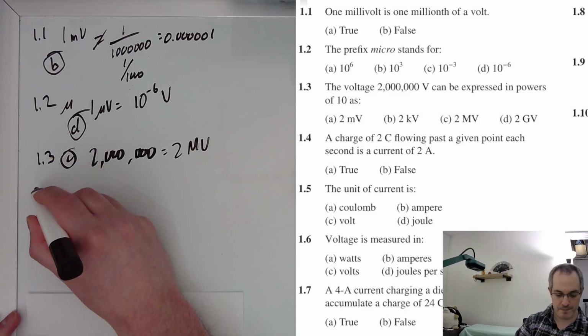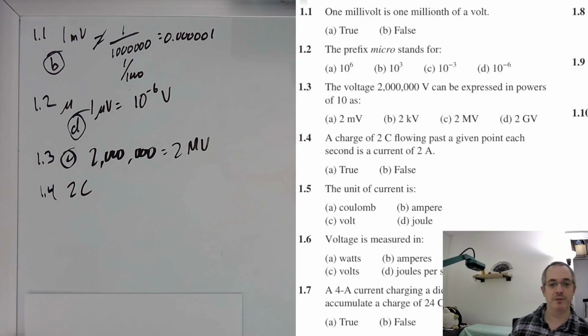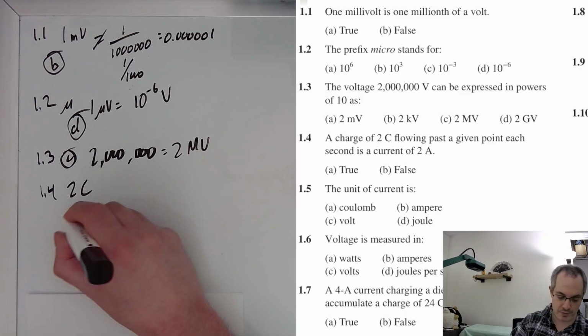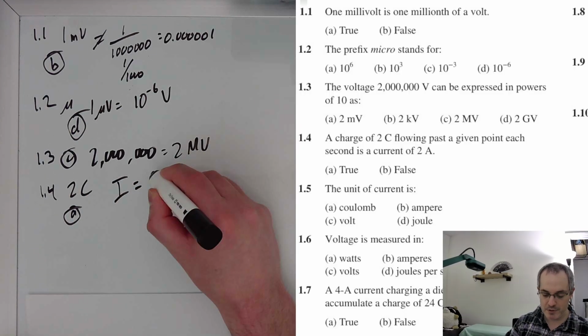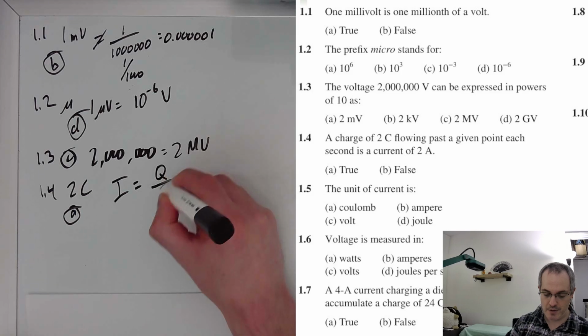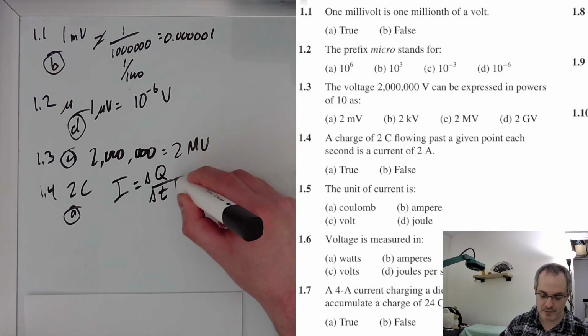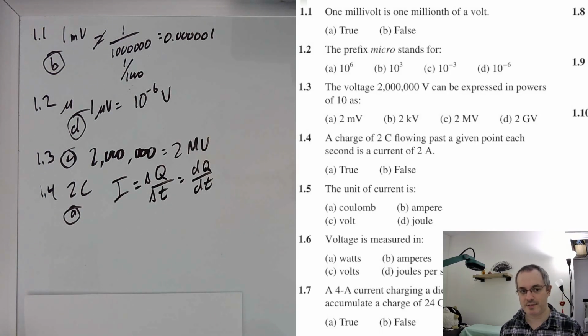All right, 1.4. A charge of 2 coulombs flowing past a given point each second, so every second we got 2 coulombs, is a current of 2 amps. Yeah, you bet. So that's true. And it's true because current, I, is equal to charge per time. Not just Q by T, you might say delta, or you might say dQ by dt, or maybe you want to use lowercase letters, doesn't really matter.